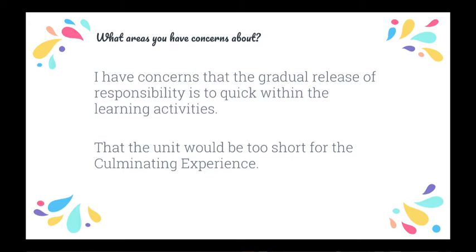Where are the areas I have concerns? I have concerns about the gradual release of responsibility, that it's a little bit too quick within learning activities. I want students to feel the ownership of their learning. However, I don't want them to flounder in the range of possibilities. I also taught this unit, and I think the students may need more support in just basic research skills, which would be a review. But based on my students, that's what I think would need to be added.